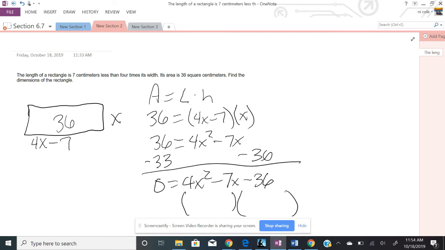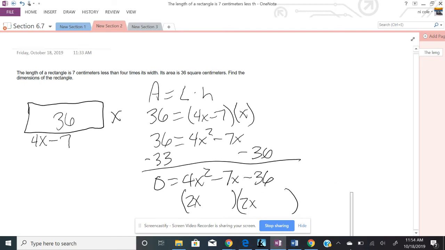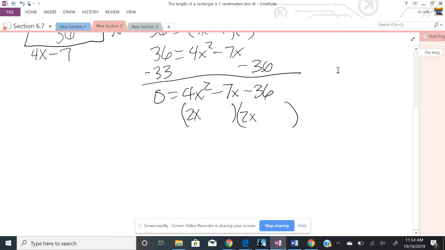So what makes 4x squared? Well, I'm going to start with 2x and 2x. How do I make a minus sign? That is a plus and a minus. How to make 36? 1 and 36, 2 and 18, 3 and 12, 4 and 9, 6 and 6. With these two the same, I know it's not 6 and 6. So I'm going to go on to 4 and 9.